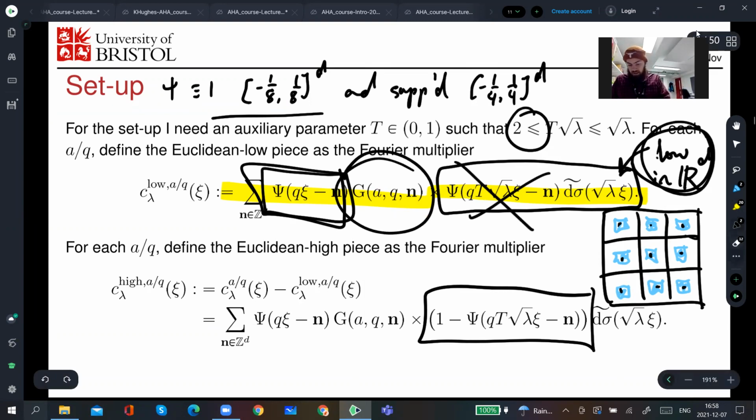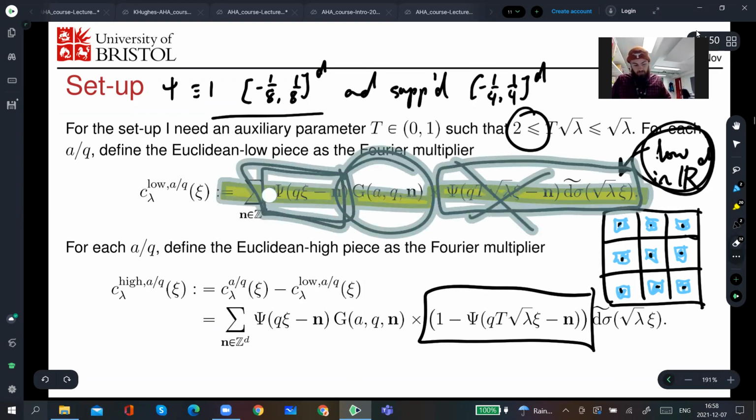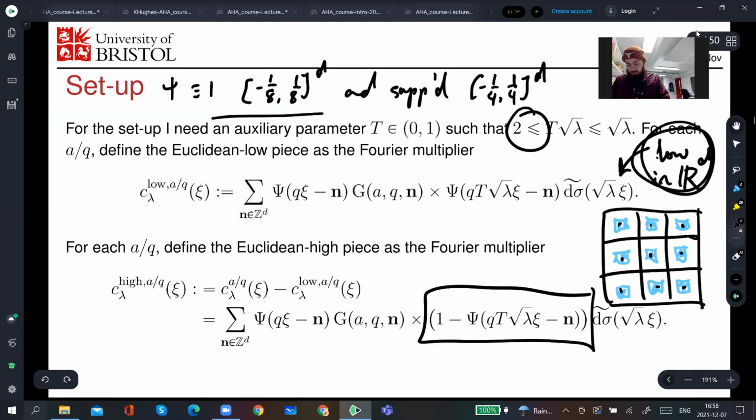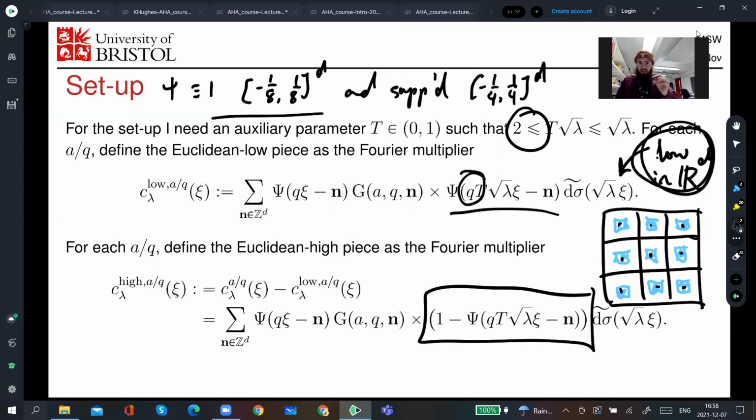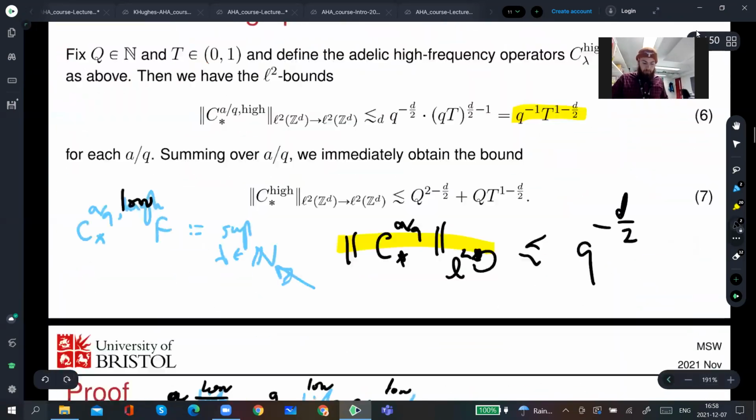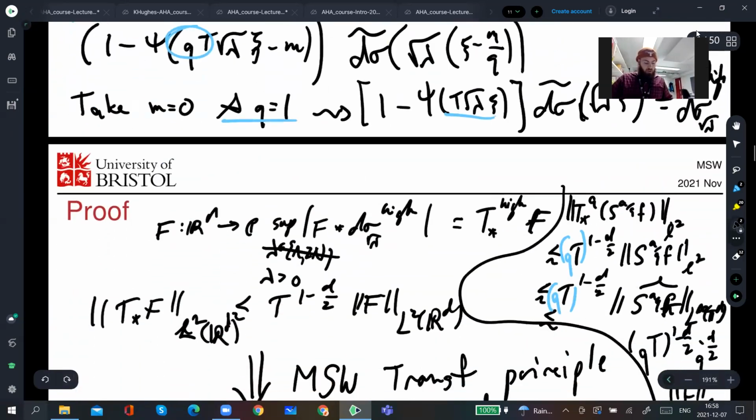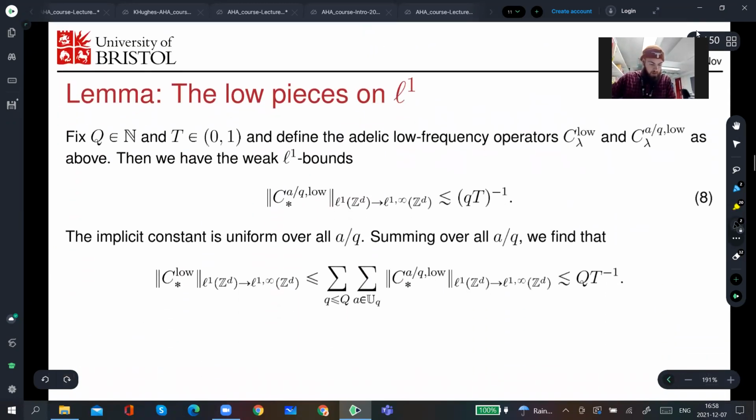But when you do add in this term, you have to be a little more attentive, and you do have to pick up the dependence on Q and T, on Q times T, when you transfer your results from R^d to Z^d. Okay, without going on to that for too much longer, let's move on to the low pieces.